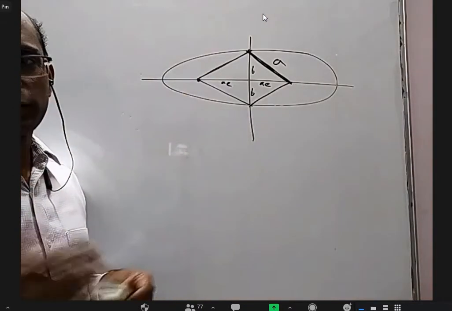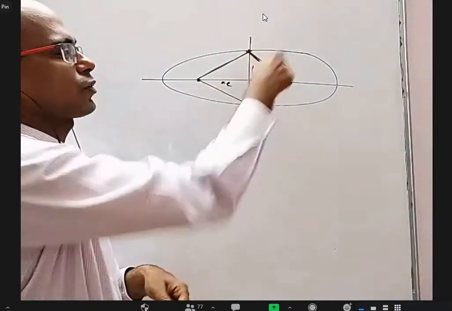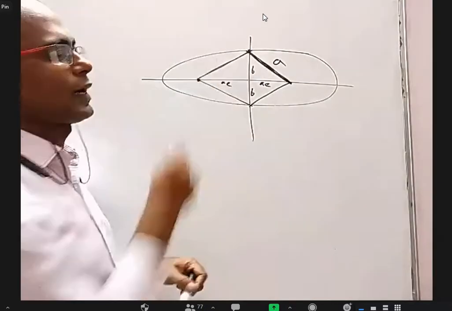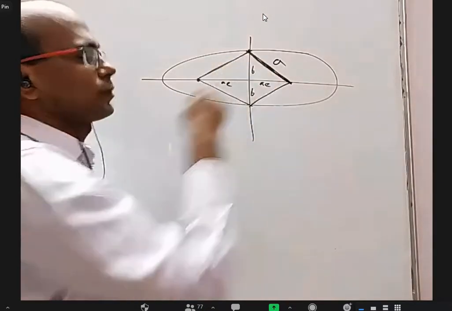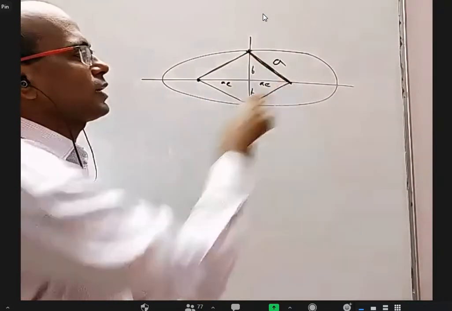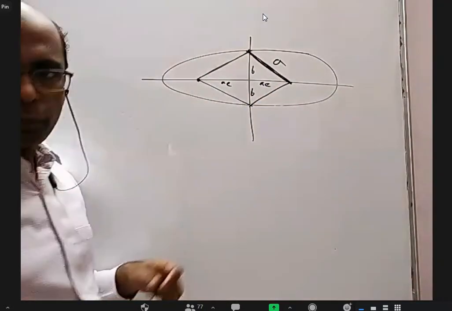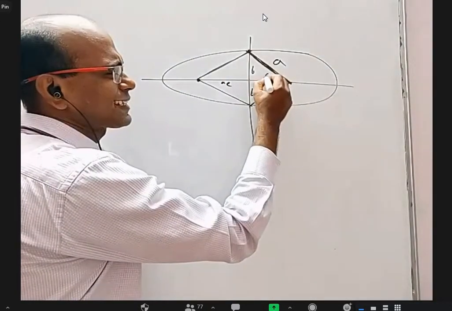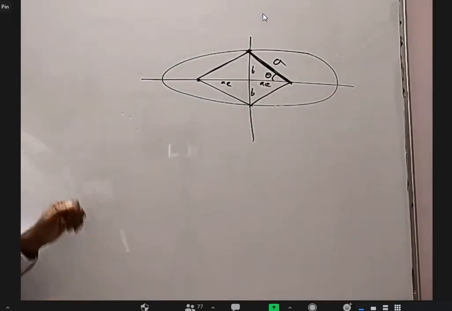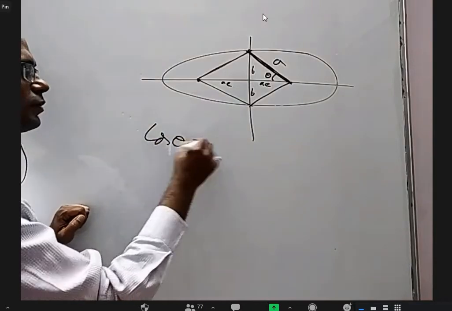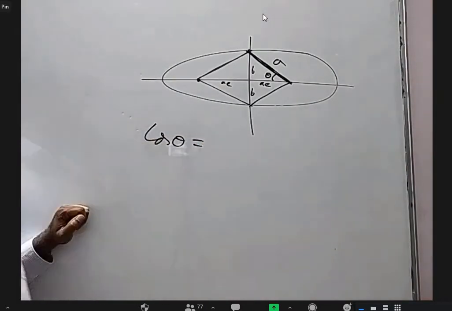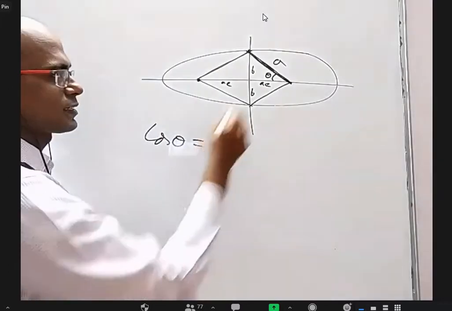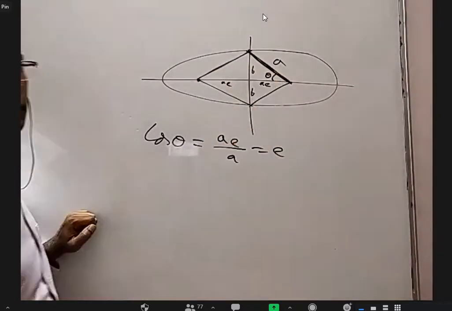2A. For any point on the ellipse, the sum of the focal distances is 2A without exception, for the end of the minor axis too. Here both are equal. When these both are equal, each should be A, right? Now, please listen carefully. If this angle is theta, then what is cos theta? E. Adjacent side is AE, hypotenuse is A.